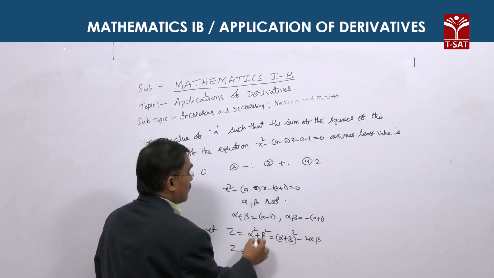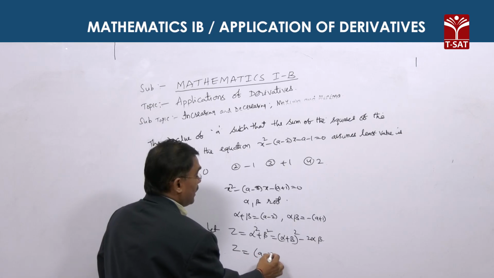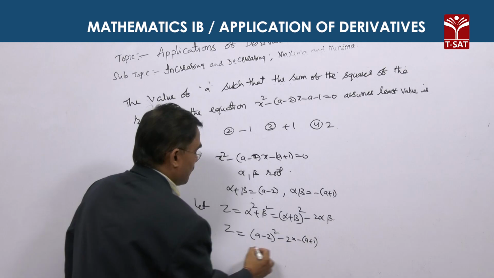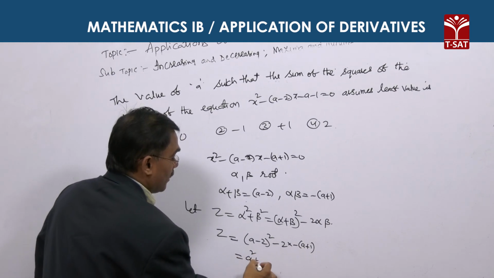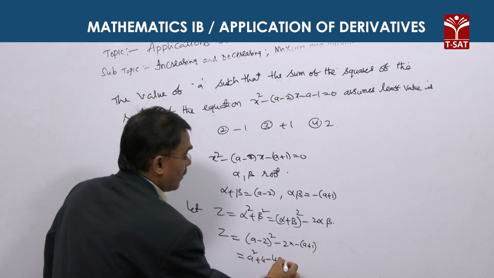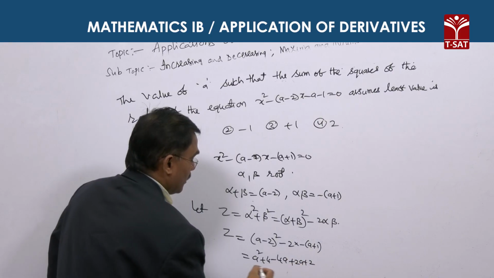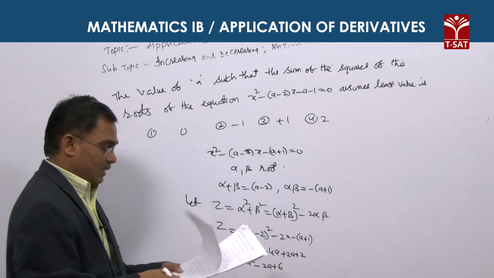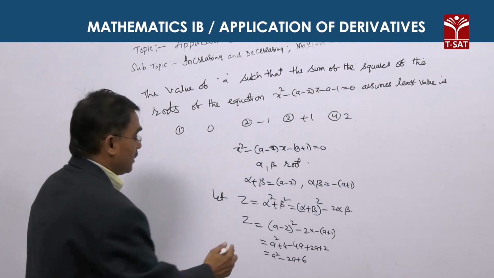Right, that means z is equal to (alpha plus beta) squared, that is (a minus 2) whole square, minus 2 into (a plus 1). Now the value is a square plus 4 minus 4a plus 2a plus 2. The value is a square minus 2a plus 6 can be taken. So that value is z.